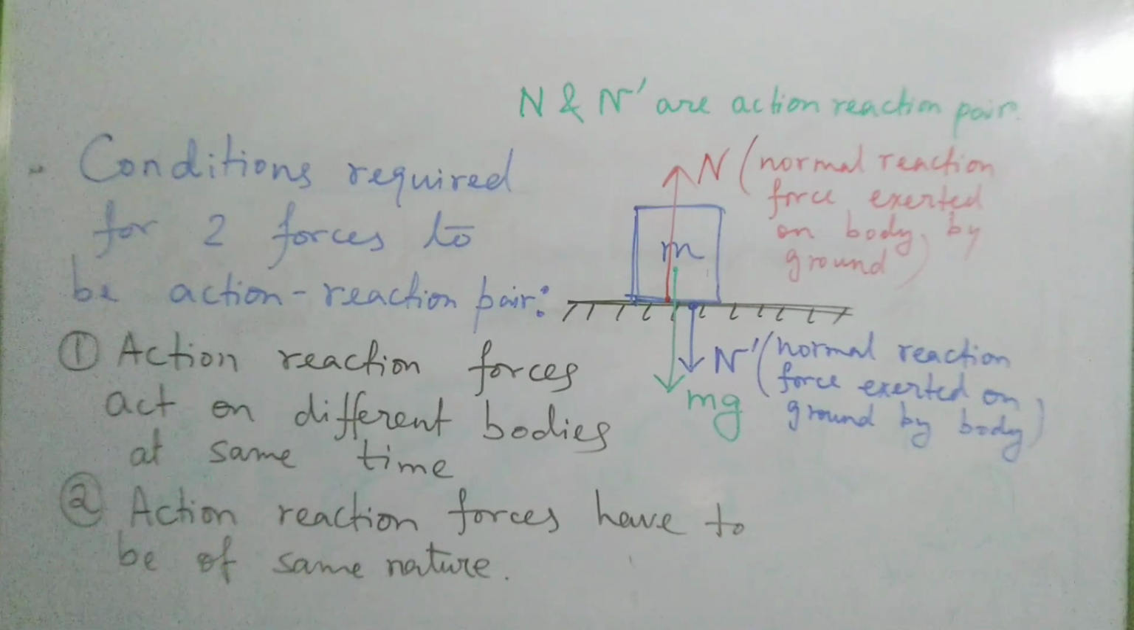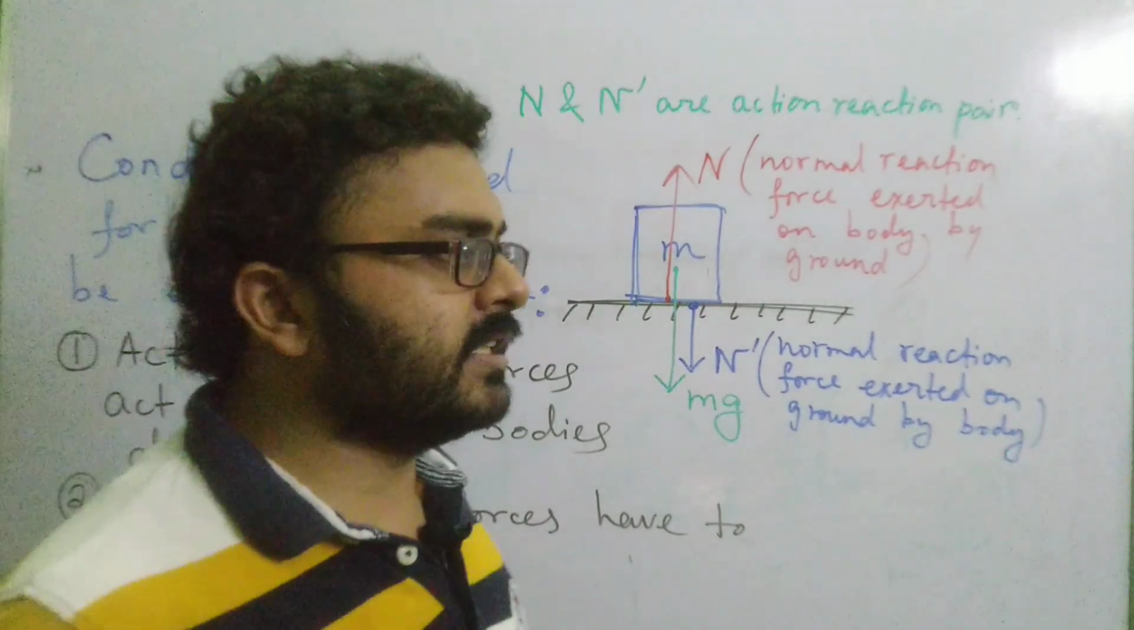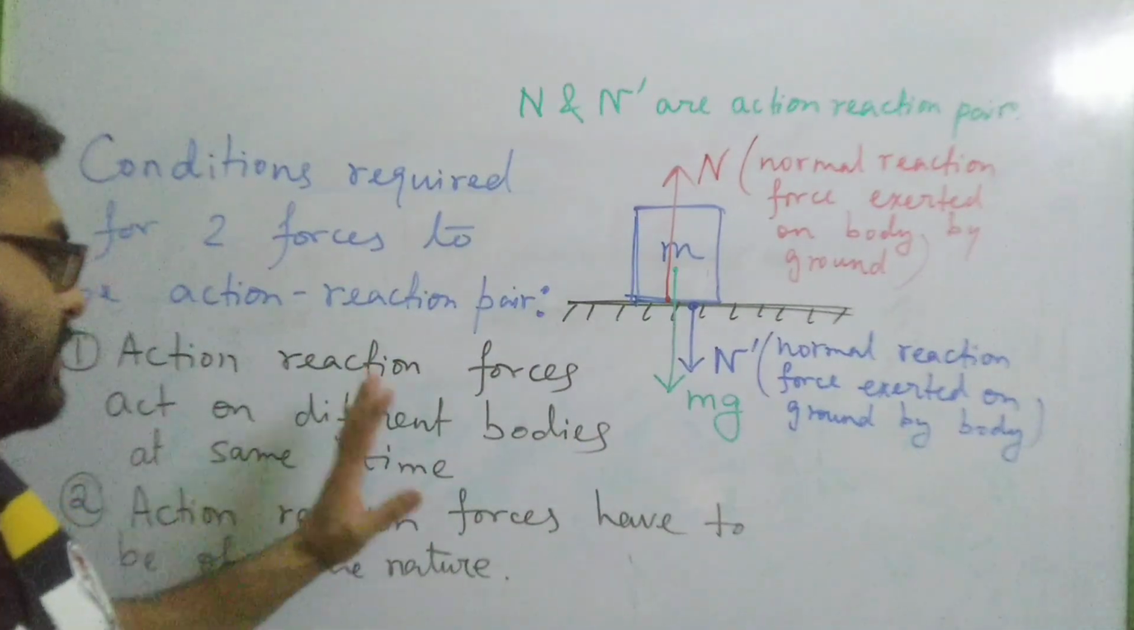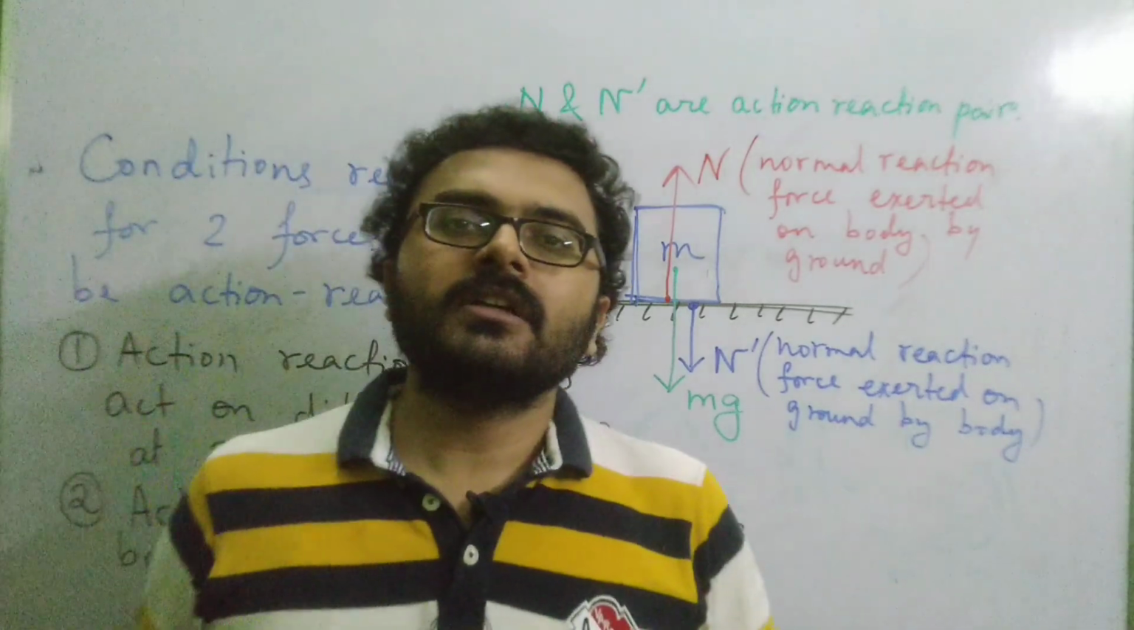Okay, so there are a lot of examples like this. If you think very minutely, in detail, you can easily understand which are the action reaction pair. Just remember these two criteria, then it will be easy for you to understand.